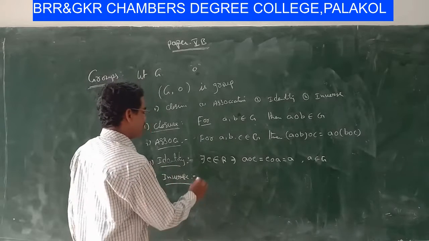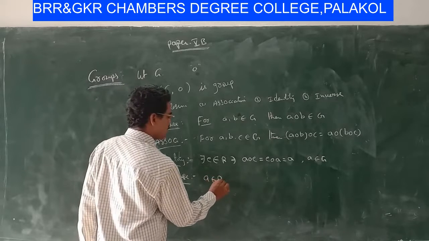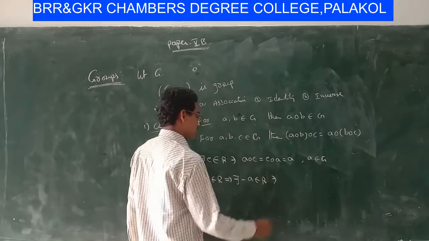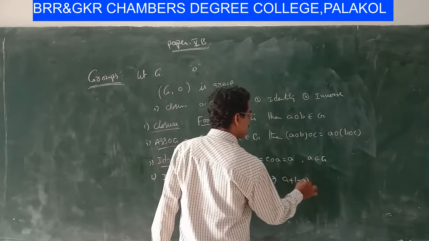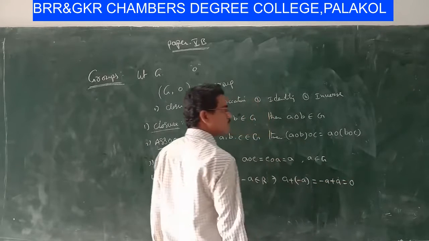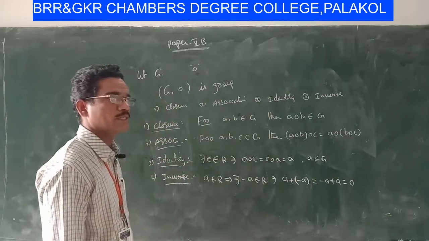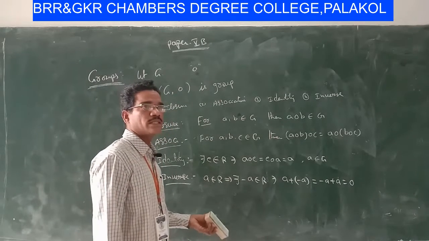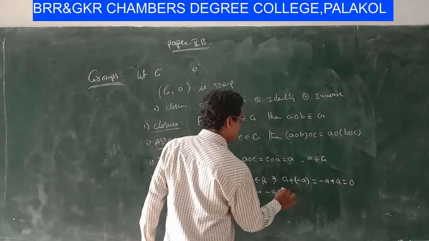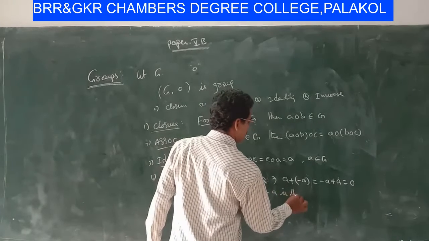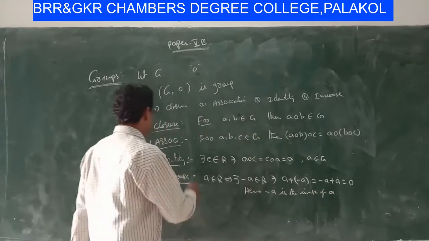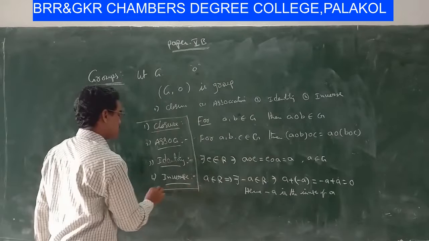Inverse means there exists some A belongs to R implies there exists minus A belongs to R such that A plus of minus A equal to minus A plus A equal to 0. It is called inverse. Here minus A is the inverse of A. So these four conditions are satisfied.